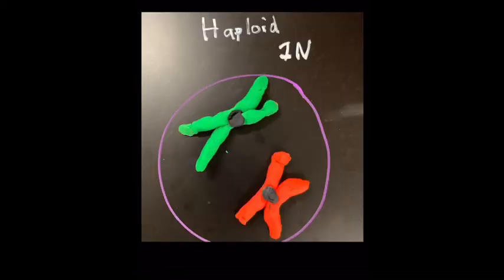Meanwhile, a haploid cell has only 1 complete set of chromosomes. This is half a diploid's amount and is easier to remember as both hap and haploid start with an H. Haploid cells are a result of meiosis, and examples include gametes, which are sperm and egg cells.